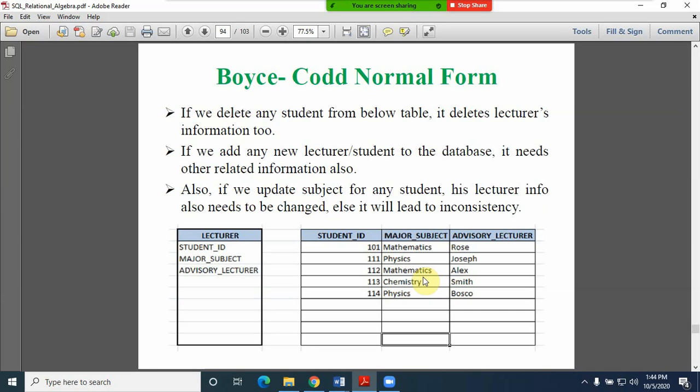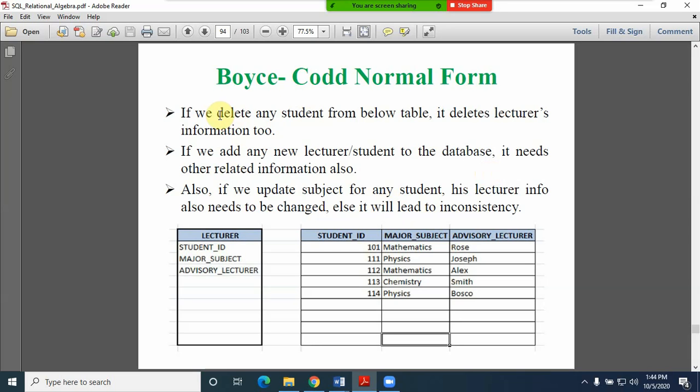And what is the problem? Subsequently we are observing the problems also, friends. Just to observe here, if we delete any student from the below table, it deletes the lecturer information also. And if you add any new lecturer or student to the database, it needs other related information also. If any update we are doing, the information needs to be changed, else it will lead to inconsistency. Suppose if any student is changing from one section to another section, if faculty is getting changed, automatically it is reflecting.